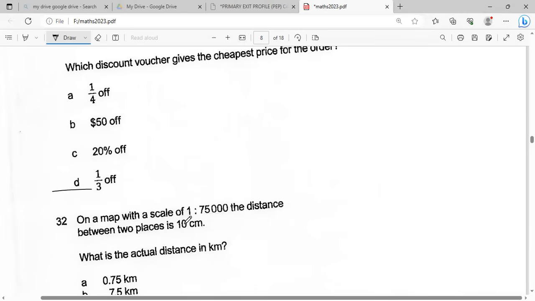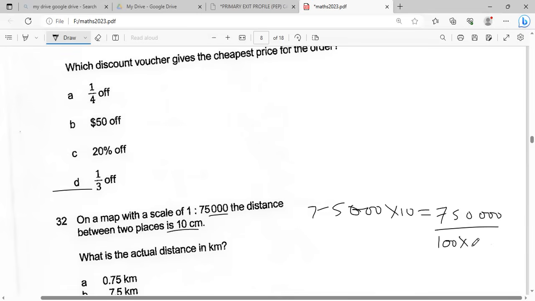So it's 1/3 off. On a map with a scale of 1 centimeter to 75,000... 10 centimeters. So what we do, we just multiply, so it's 75 times 1 times 10. So we just add a 0 because we're multiplying by 10. So that becomes 75,000. Let me check the zeros. It's 3 plus 1, so that means we have a total of 4. All right, so now divide by 100 times 1000. So 1, 2, 3, 4, 5. That's 7.5 kilometers.